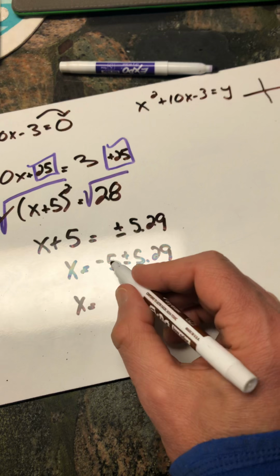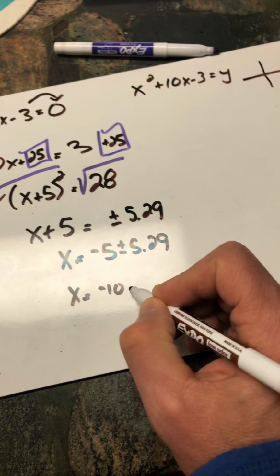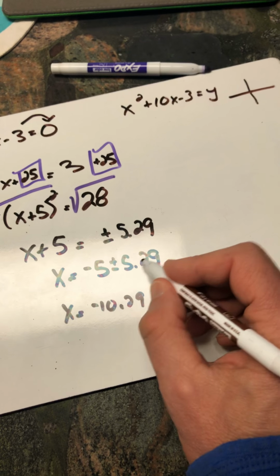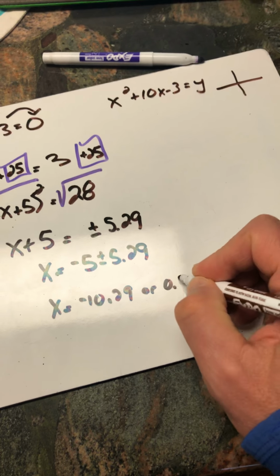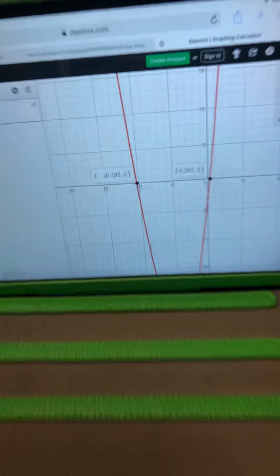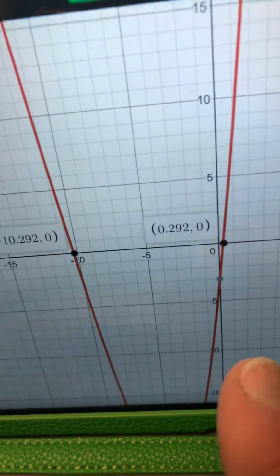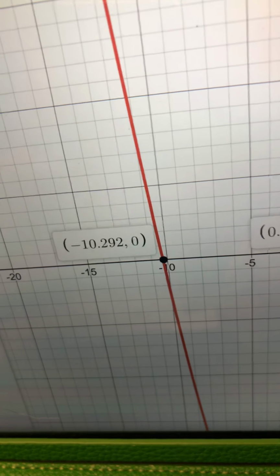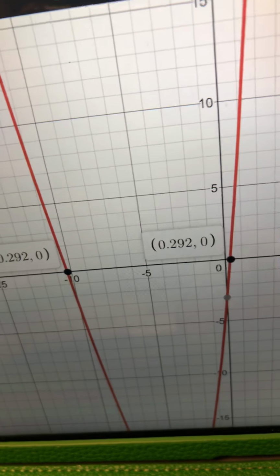If I were to do the negatives, I'm going to get negative 10.29, or negative 5 plus 5.29 is 0.29. And they would be my two solutions. And looking at what we did on Desmos, notice what we have there. There's my positive 0.29, and there's my negative 10.29 as my solutions.